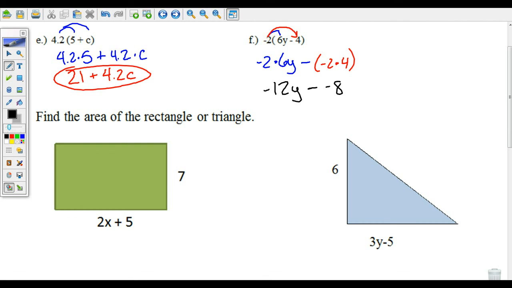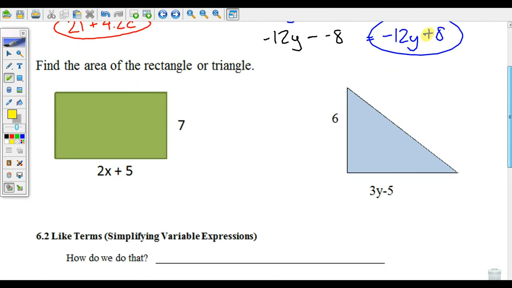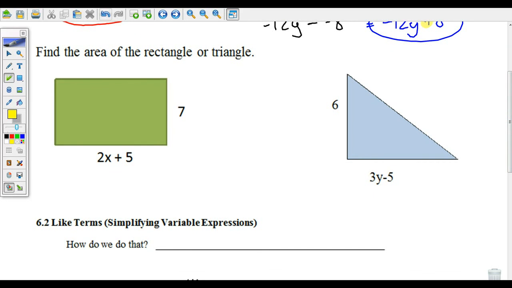And we got to clean this up a little bit. 2 negatives in a row turns into a positive, an addition question there. So this is really -12y plus 8. And as you do more and more of these, you'll see this pattern a lot, where you have a negative here and a negative here. So you're thinking of negative times a negative is a positive. And if you see that pattern right away, go for it. Okay, don't let me stop you there. Go ahead and push pause, try these last two, and we'll check it and be done.